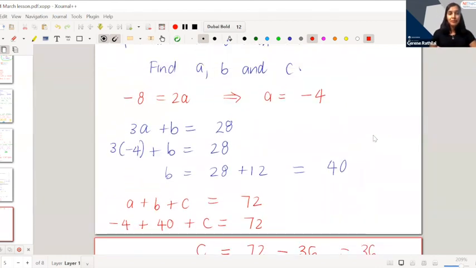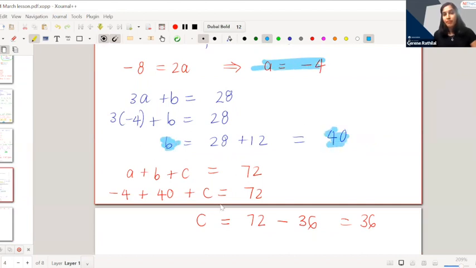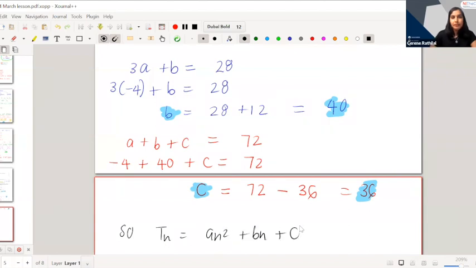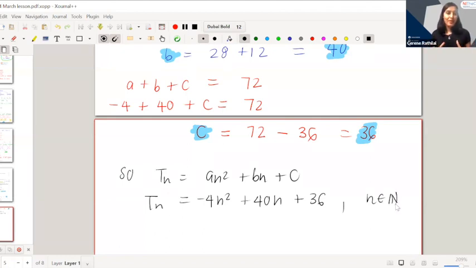All right, so let's look at this. Now that I've got all of the values, there they are here. A is -4, b is 40, and c is +36. That means I can write down the general term. What is the general term? It is nothing but an squared plus bn plus c. We've seen that a is -4, b is 40, and c is 36. So Tn is equal to this formula. Wonderful. So this is what we now have, and I hope that everyone has understood this procedure and understood the derivation.